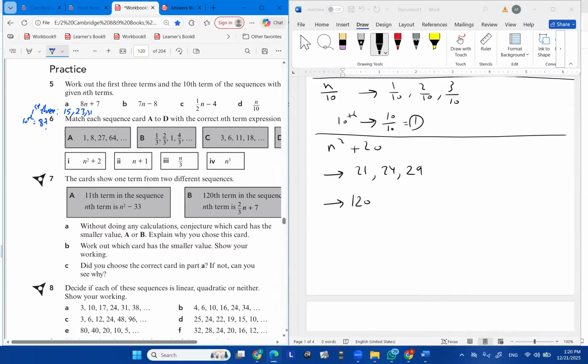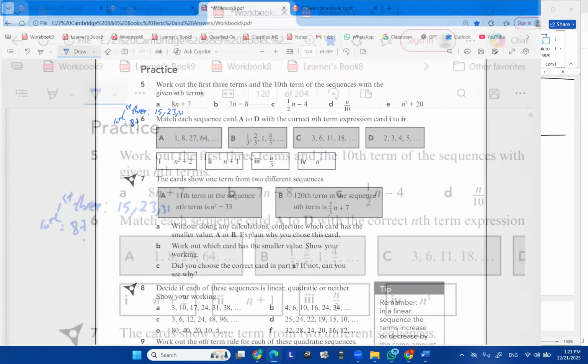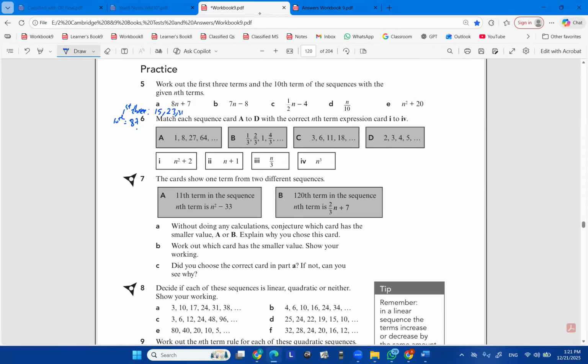Now question 6. Question 6 says to you, match each sequence, card A to D, with the correct nth term expression with I to IV. Here, I'm going to replace n with 1 to see which term is going to be the first. 1 squared is 1 plus 2 is going to be 3. So if I want to find the first term, I'm going to test it this way. What is the first term going to be in this sequence? Try the first term. 1 squared is 1 plus 2 is 3.